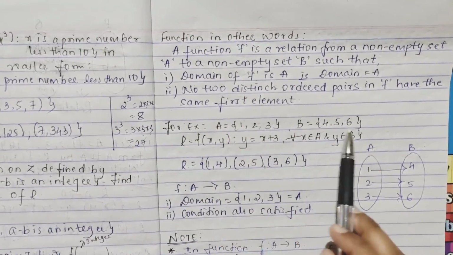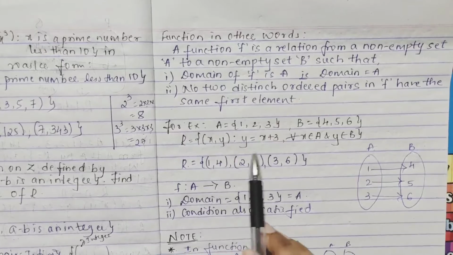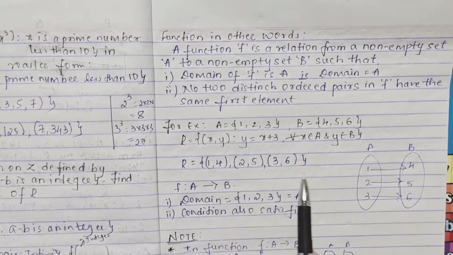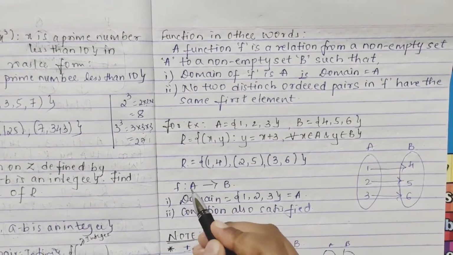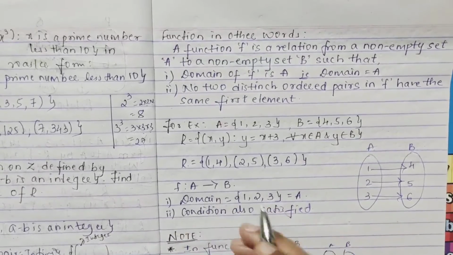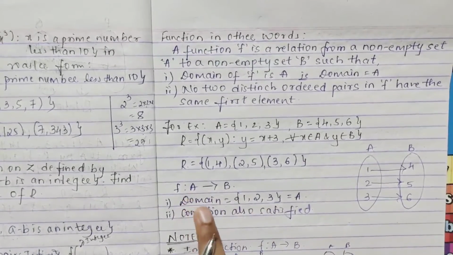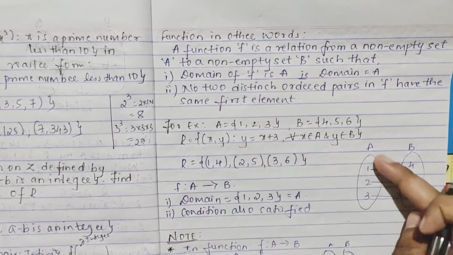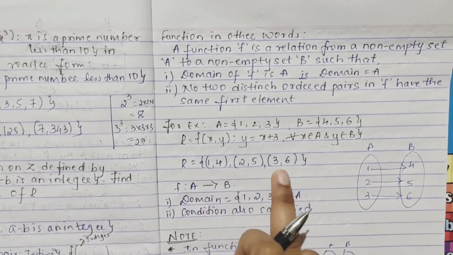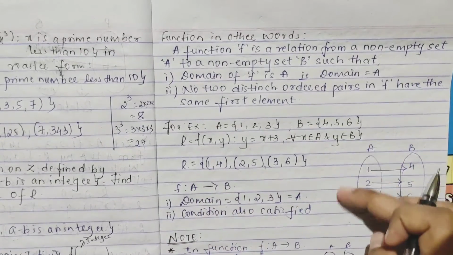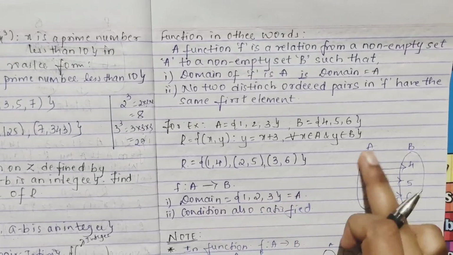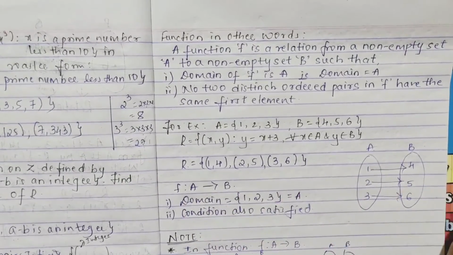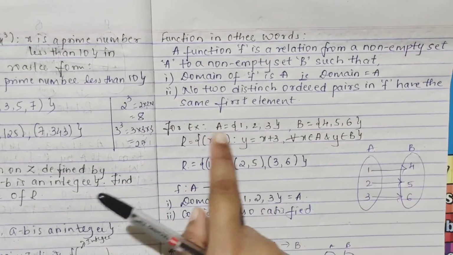For example, I have given you the same A, B, and I've given you this one condition: (1, 4), (2, 5). So how do you write a function from A to B? You write it like this, okay? From A to B, you understand. So see what it tells: the domain of F is A. So here its domain will be what? 1, 2, 3 only, right? 1, 2, 3 is set A only. So the domain you got, 1, 2, 3, is A only. However you find the domain, you get A only. And they're telling no distinct ordered pairs in F have the same first element.